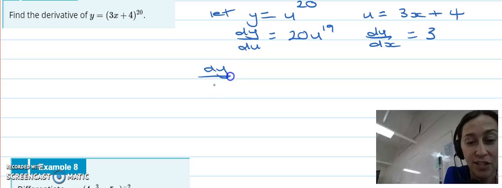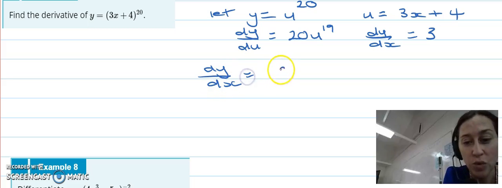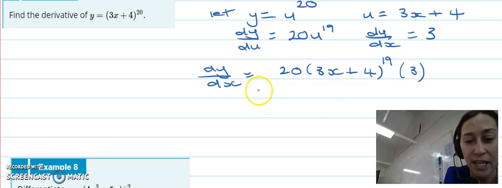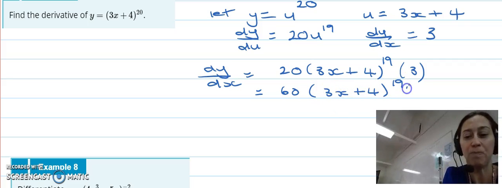So we can say that dy/dx equals 20, and we're going to sub u back in, and remember u is the thing we substituted, so we get 3x plus 4. Don't forget we need to raise that to the power 19 and then multiply by 3. Simplifying that gives us 60(3x plus 4) to the power 19.